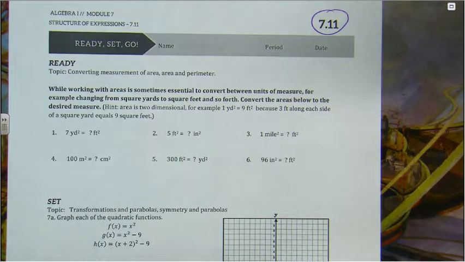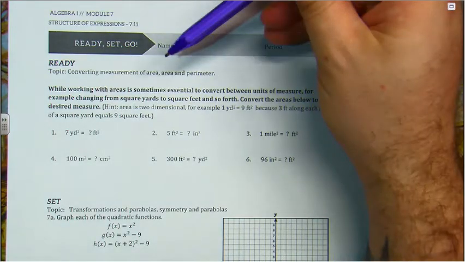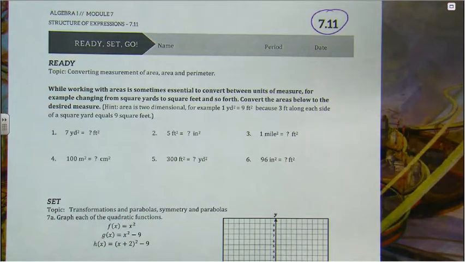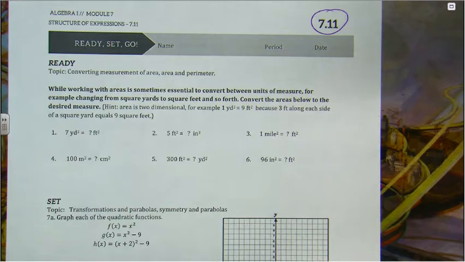All right, first section is we're going to be converting measurements of area and then area and perimeter. While working with areas is something essential to converting between units of measurement, for example, changing from square yards to square feet and so forth. So pretty much what we're going to have to do is figure out how to convert these to the different measurements.